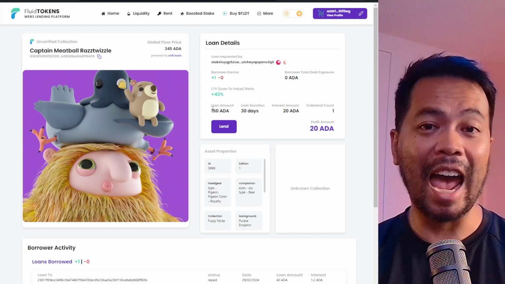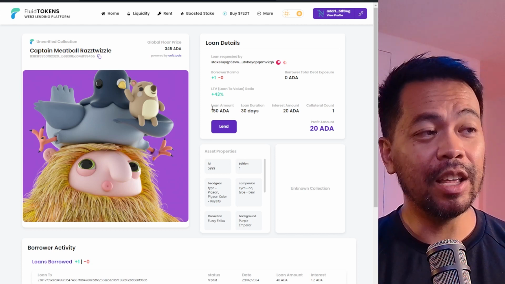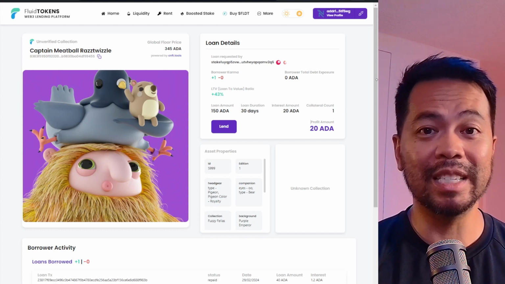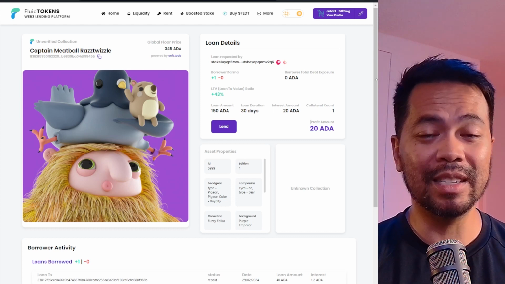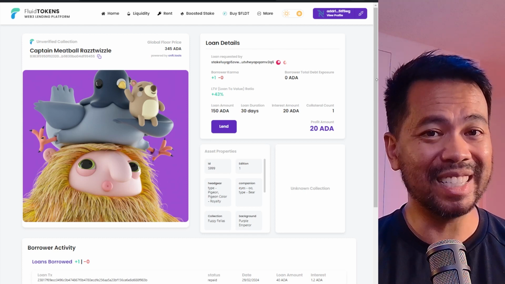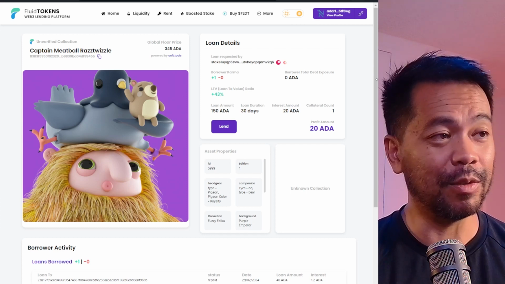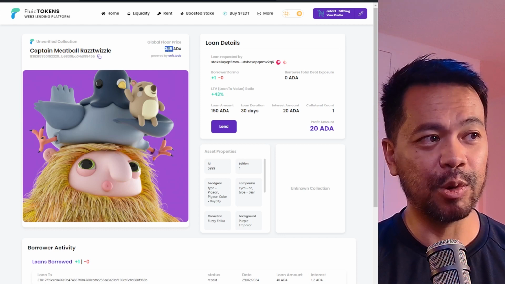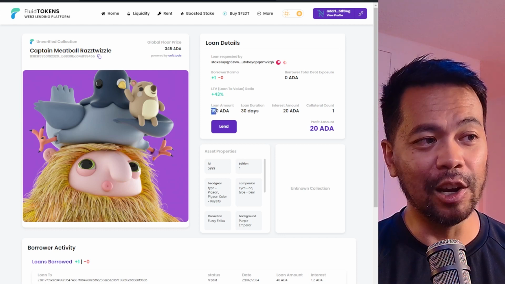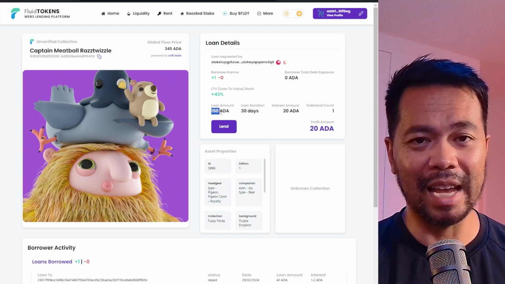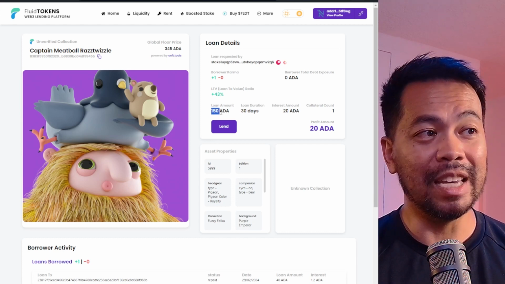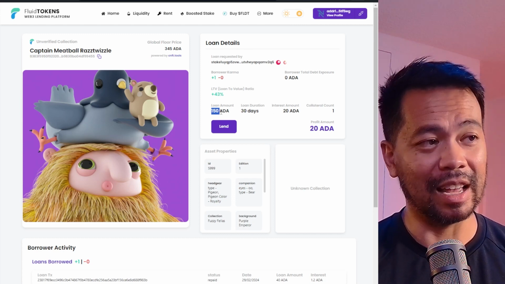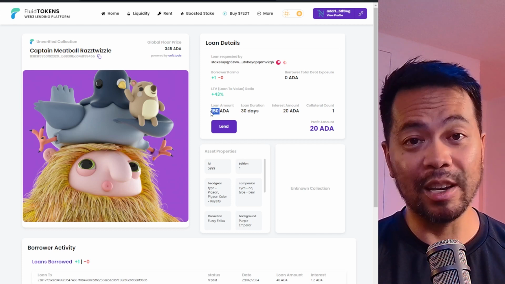Now, when providing ADA for any of these NFTs there's a whole bunch of parameters that you need to look at, and the dashboard that Fluid Tokens have put together really helps with this so that you know how much of a risk it is to provide ADA for this particular NFT. So here we can see the global floor price is at 345 ADA, but the loan amount is just 150 ADA. So if it came to a point where you need to liquidate this particular NFT because the person didn't pay back their loan, you know you'll be able to get your ADA back.